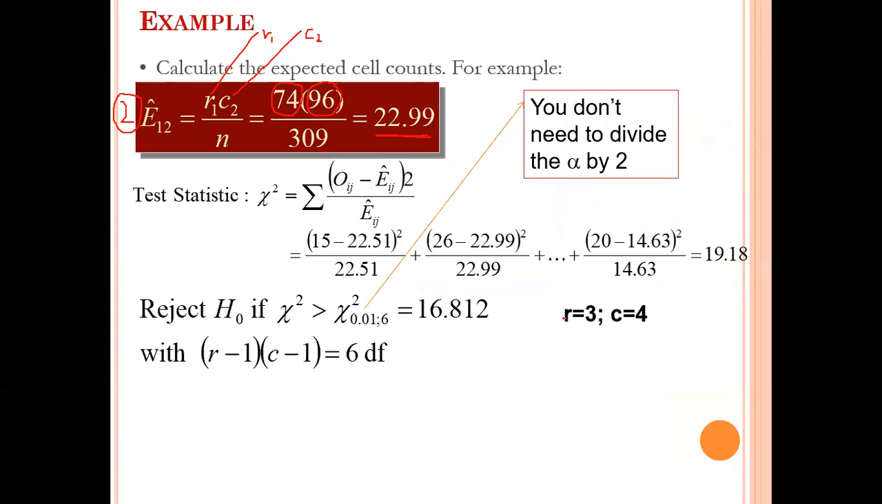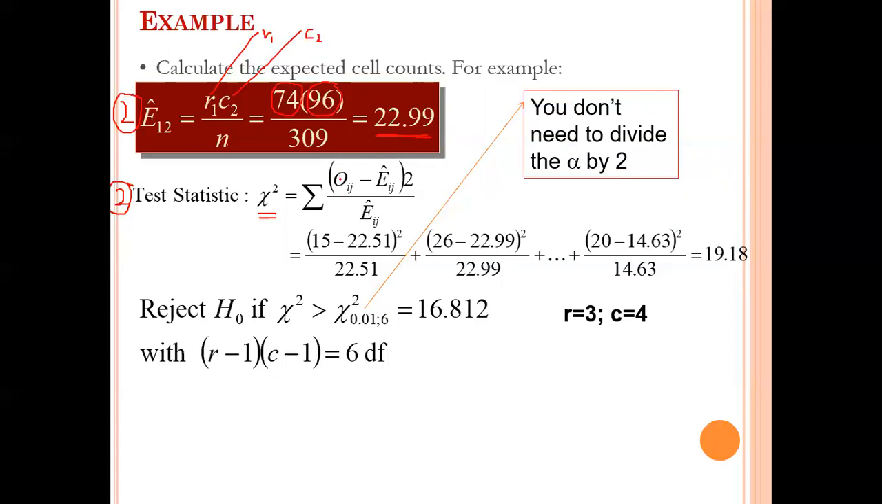Okay, so after you get all the values of expected count, then you can proceed to the next step. That means you can proceed to the test statistic. So the test statistic for chi-square is referred to as x square. So x square is the sum of the observed values minus the expected count, then squared and divided by the expected count.